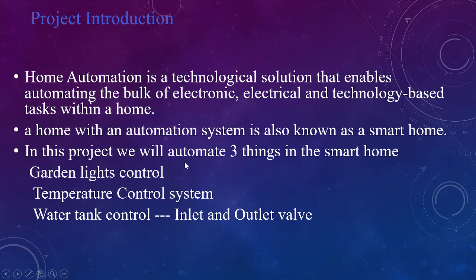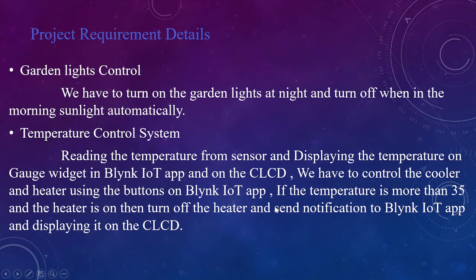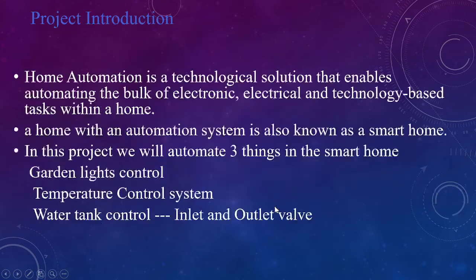Introduction to this project. Generally, home automation is a technological solution that enables automating the bulk of electrical and technology-based tasks within your home. We have mainly automated these three things in this project: garden lights control, temperature control system and water tank control. We have mainly focused on the inlet and outlet valve of the water tank.